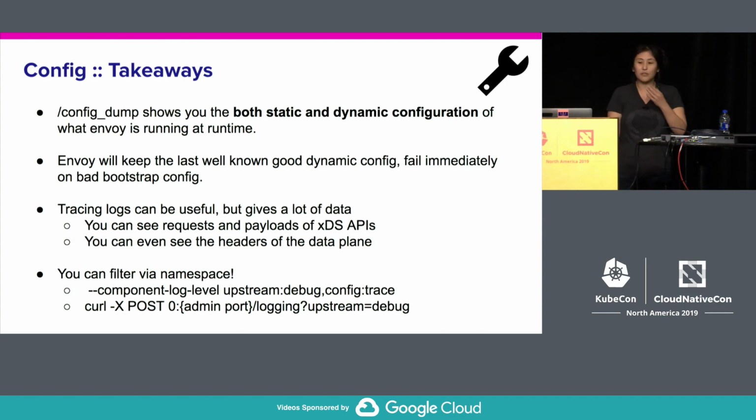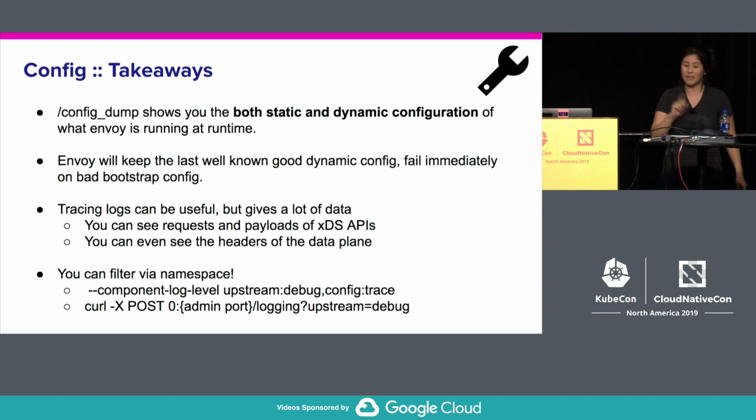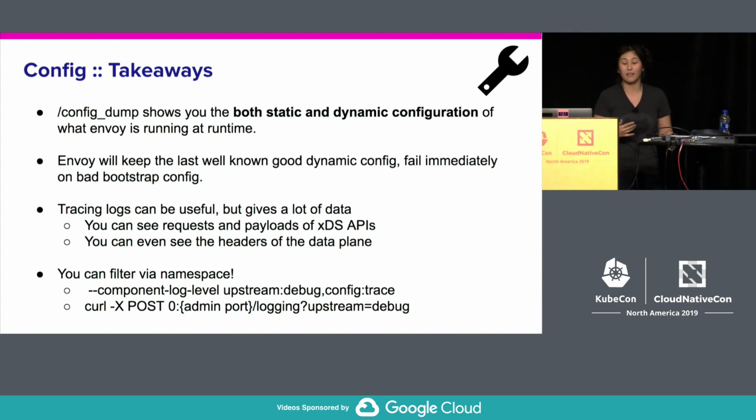Also, trace-level logging is very useful, especially if you're enabling a new feature or if you want to dig into what's going on. It gives you a lot of data. I didn't go too deep into it, but it will show you the XDS payloads. It will show you the headers that are being sent in the data plane, and also the bytes information if you want. So definitely use that to your advantage, but note that it's very verbose.